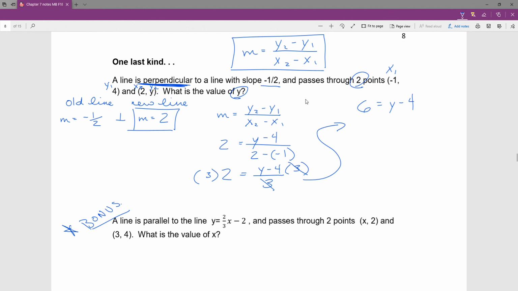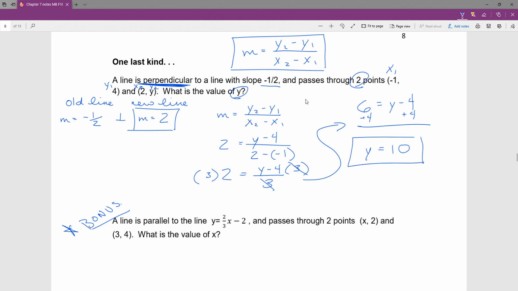Now that everything is above board, it doesn't look quite so scary. I'm solving for y, and so to get y all by itself, I'm going to add 4 to both sides. So I get a final answer of 10 equaling y, or y equals 10.